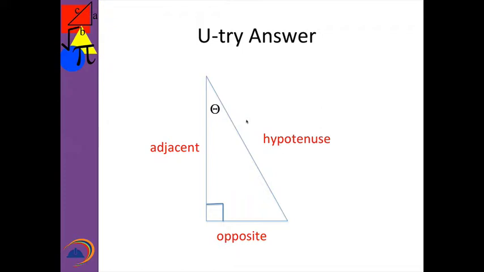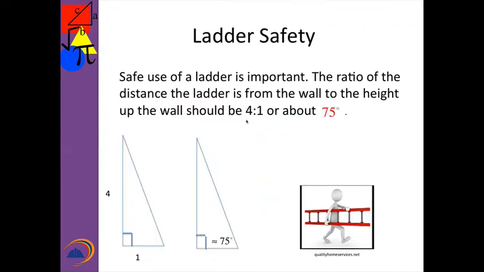So that is perfect. All right, so now in construction, you're going to be using ladders often. And safe use of a ladder is important. We don't want people falling down our ladders or injuring anybody. The ratio of the distance the ladder is from the wall should be about 4:1. So about 4 feet up to every 1 foot out, or approximately 75 degrees. So would you add that to your note taker? That a safe angle for a ladder is approximately 75 degrees.